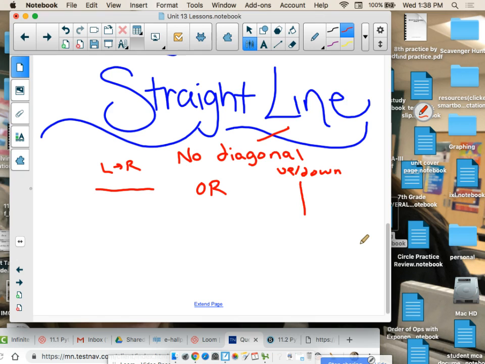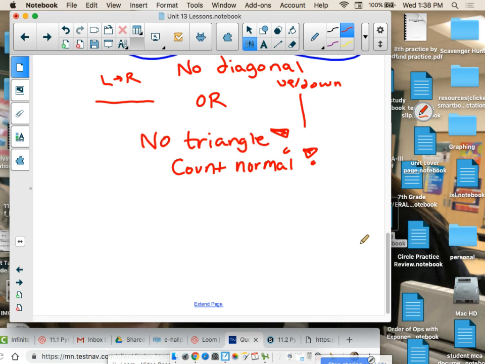Do not use the Pythagorean theorem for exactly straight lines. Don't use it because you wouldn't be able to make a triangle. You wouldn't know where to go. So straight lines, no triangle. Straight lines are just normal. So count normal. So no triangle, you just count normal. And I'm going to give you one little visual.